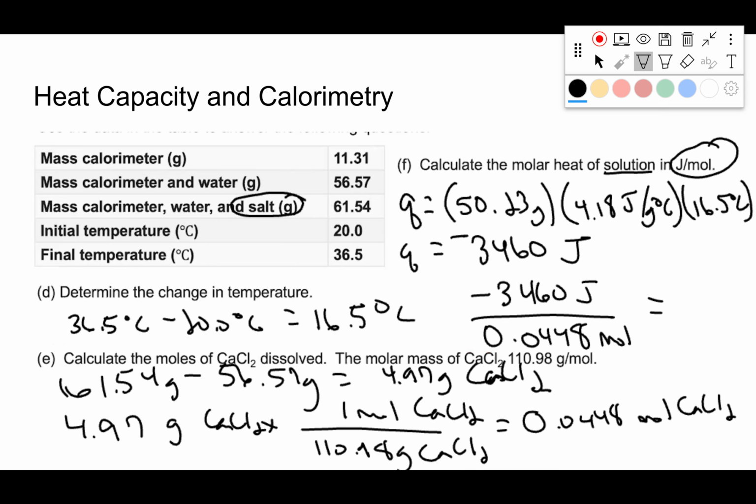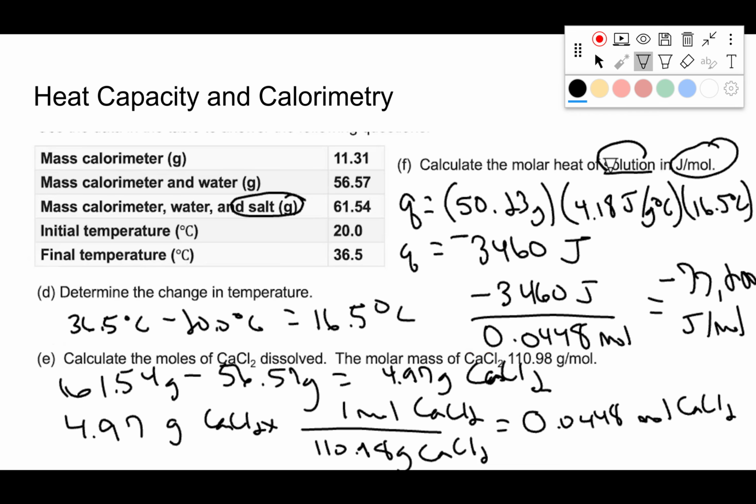And so then I'm going to do the 3460 divided by 0.0448. I need 3 sig figs because this has 3, that has 3. So it ends up being a negative 77,200 joules per mole is my molar heat of solution. If they give you units, they're usually given an indicator of how to solve it. And sometimes we have to do that in more than one step to be able to solve it out.